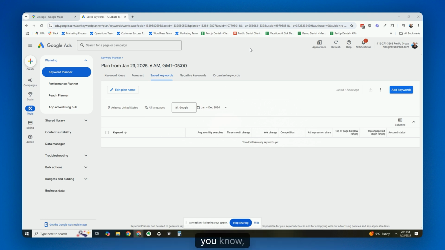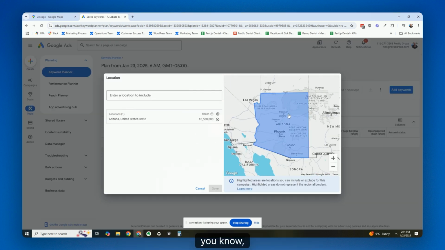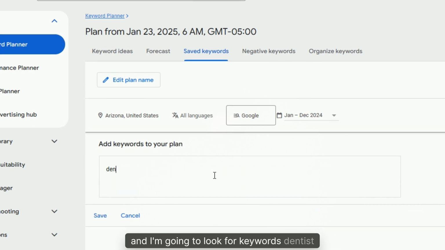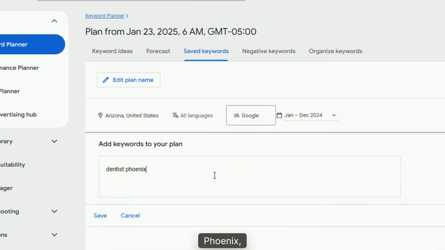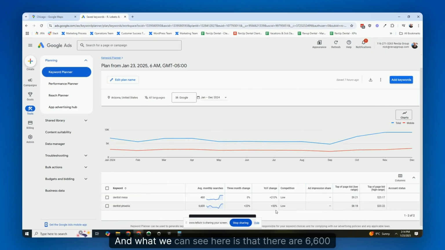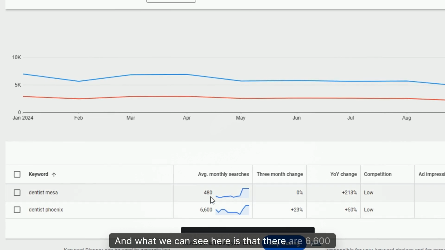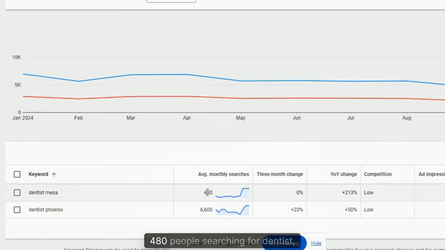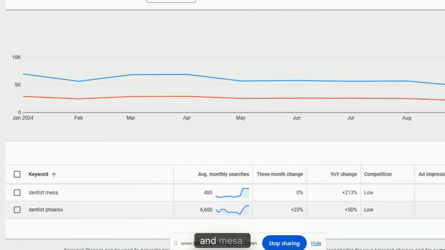But assuming you have seen it, let's take a look at what people are actually searching for in the Phoenix area. I've narrowed the search area to Arizona, and I'm going to look for the keywords dentist Phoenix and dentist Mesa. What we can see here is that there are 6,600 people searching for dentists in Phoenix and only 480 people searching for dentists in Mesa.